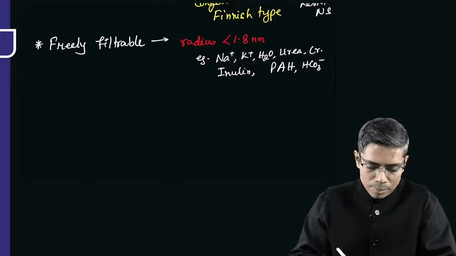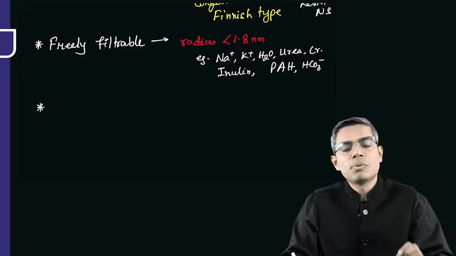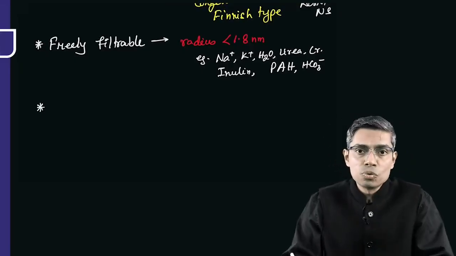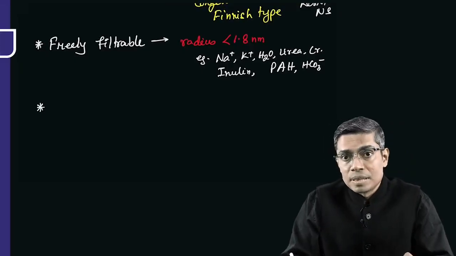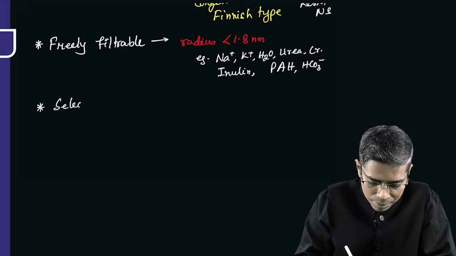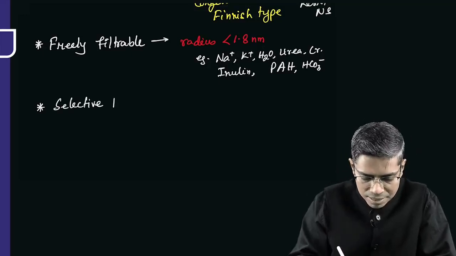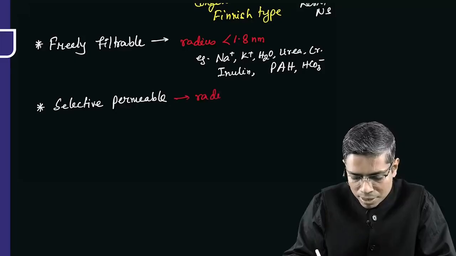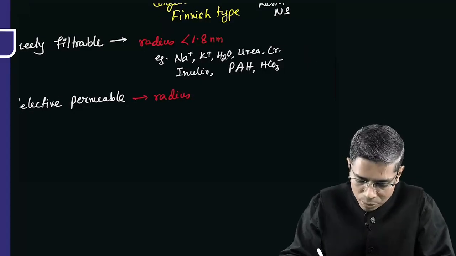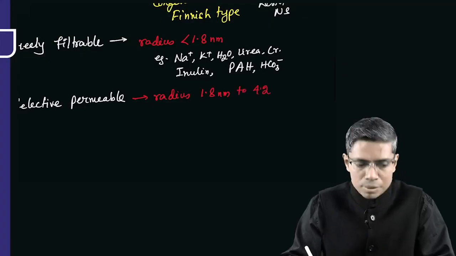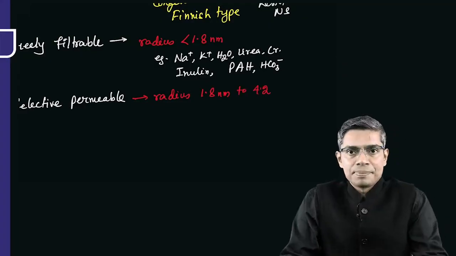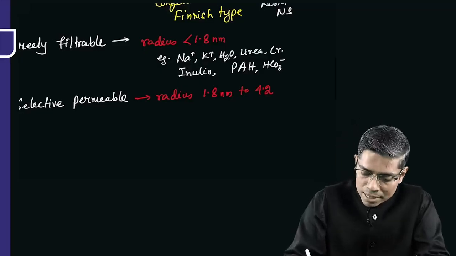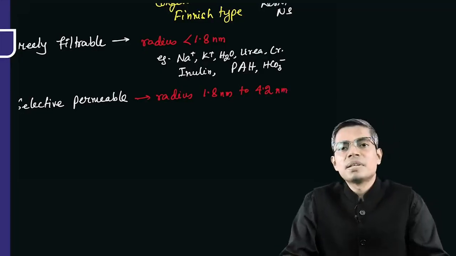Now, if the molecular radius is between 1.8 nanometer and 4.2 nanometer, they are known as selective permeable substances. Remember, the molecular radius will be in between 1.8 nanometer to 4.2 nanometer. If this is the molecular radius, then these substances are known as selective permeable substances.